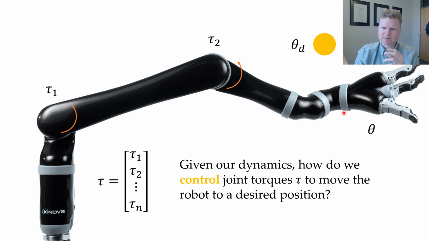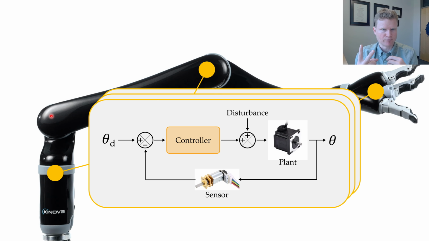So given the dynamics that we found for a robot arm, how do we control a robot with different joint torques tau in order to move from its current position to some desired position? So again, what we're thinking about is, I know I've got all these different motors along the robot arm, and I want to figure out, how do I pick the torques or the forces for those motors to make my robot move the way I want it to move? Well, there are two main approaches.